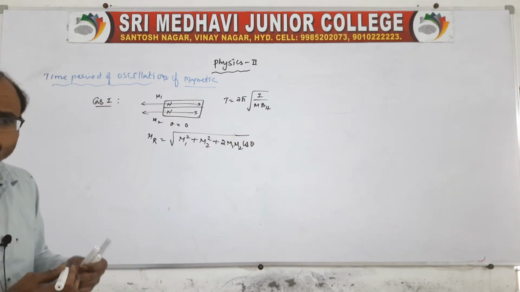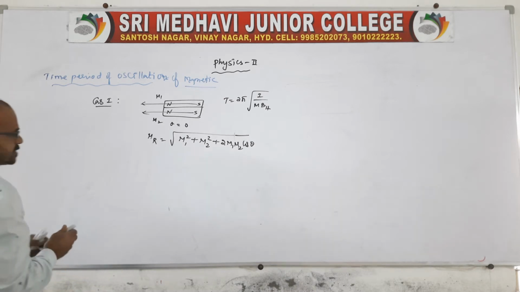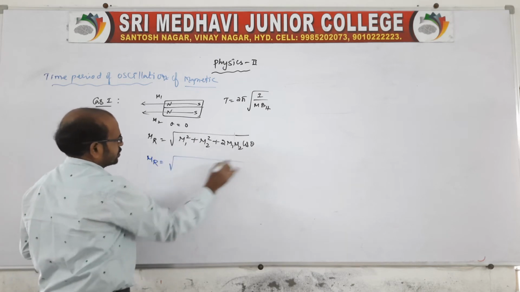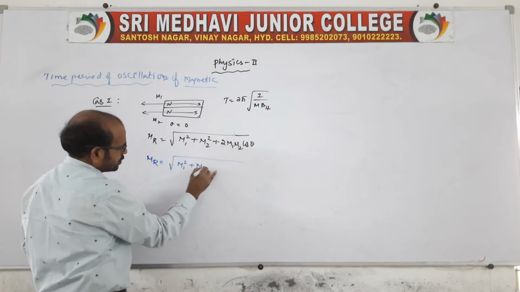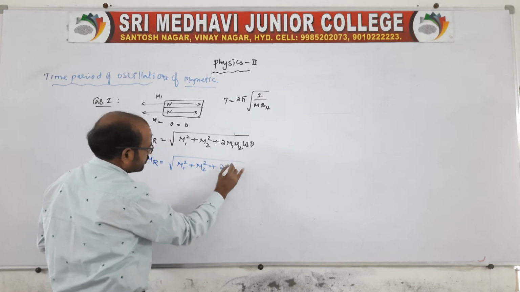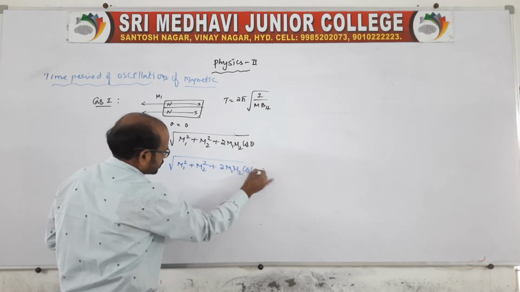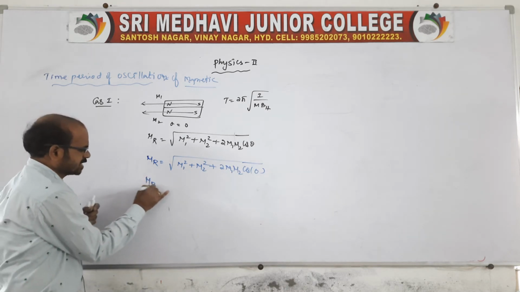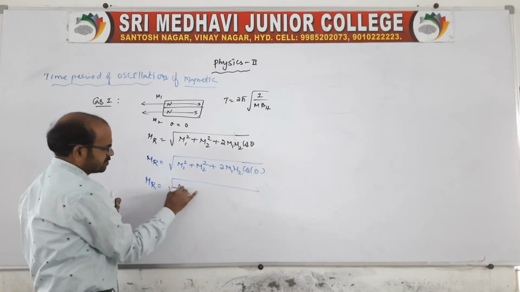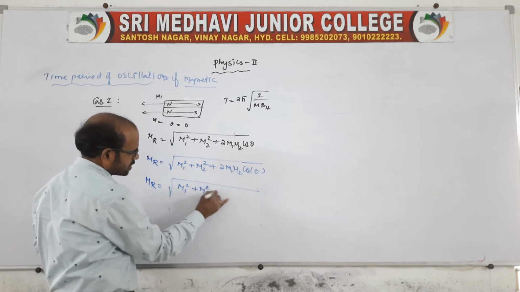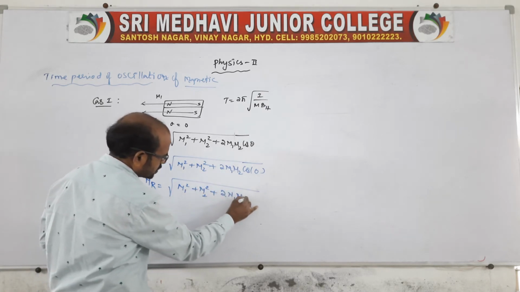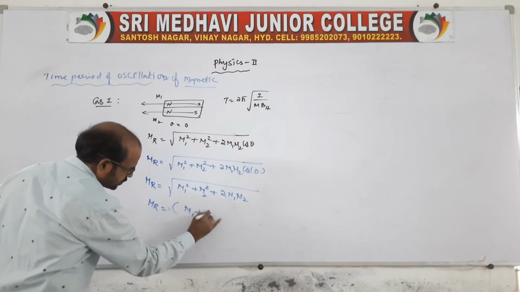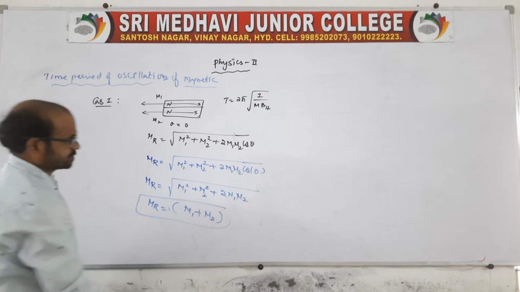Once you check the notes also, you will get this formula. Now write theta 0 here: √(M1² + M2² + 2M1M2 cos 0). Of course cos 0 is 1. Therefore the resultant magnetic moment is √(M1² + M2² + 2M1M2), cos 0 is 1, no? Then the resultant magnetic moment is M1 + M2 when they are in the same direction.